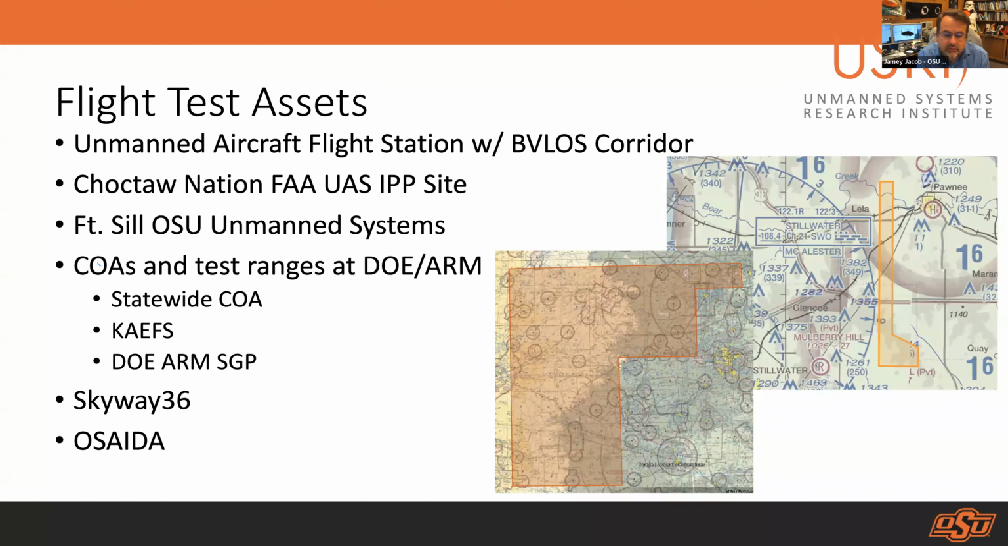We have a test facility at Fort Sill, which sits under the Fort Sill restricted airspace, but is on OSU property. And then we have a number of other COAs and test ranges across the state. You can see, for example, here, this is our Western COA, which we primarily use for storm chasing activities. And so this goes into the Texas Panhandle and covers most of the western half of the state of Oklahoma.